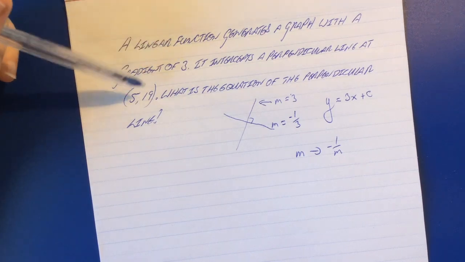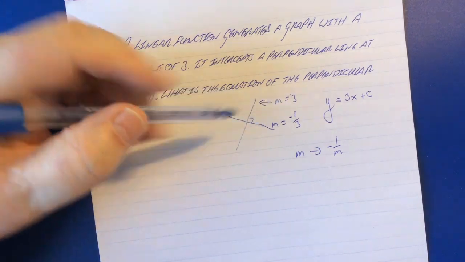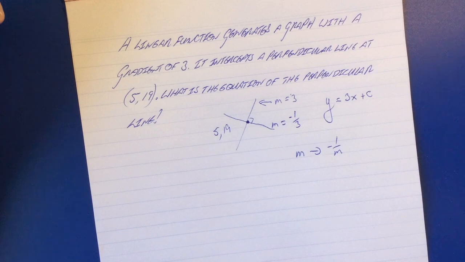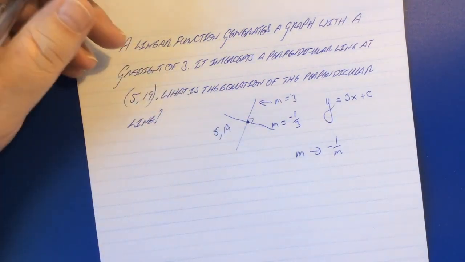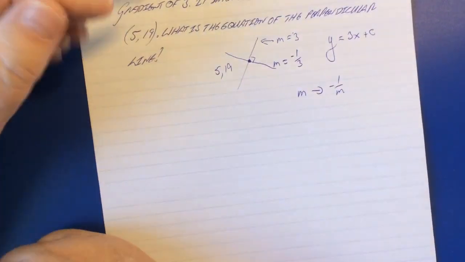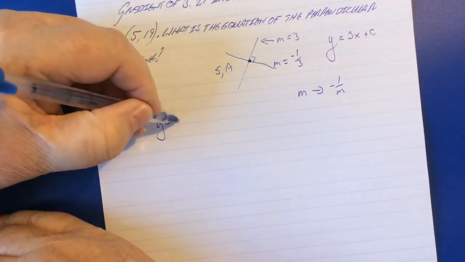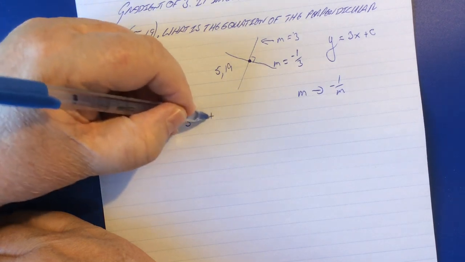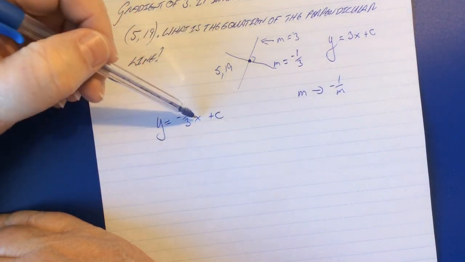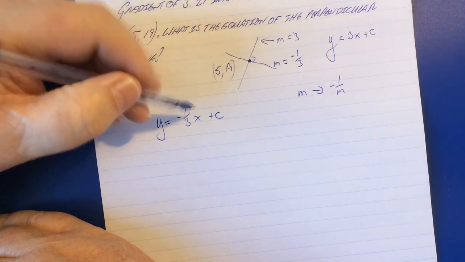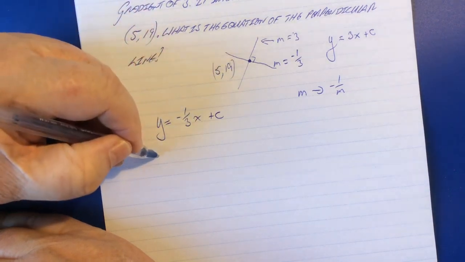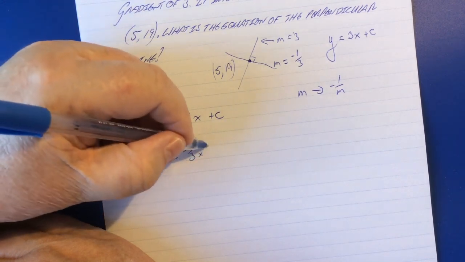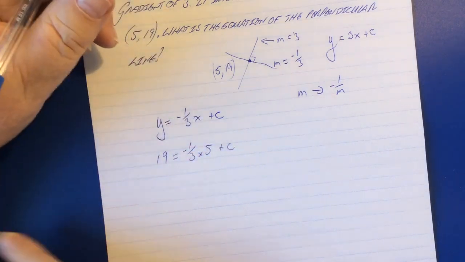Okay, so apart from the gradient, we are also given this point, which is (5, 19). And we're asked for the equation of this line. So what do we have? Well, we've got everything we need. We know that y equals negative 1 over 3 x plus c. We are looking for c. We have x, which is 5, and we have y, which is 19. So let's go to work. 19 is equal to negative 1/3 times 5 plus c.